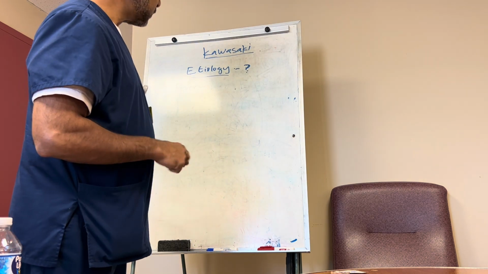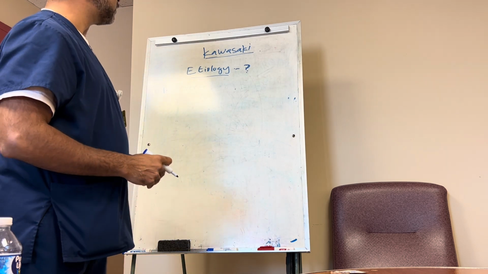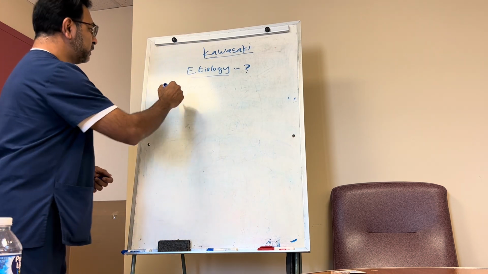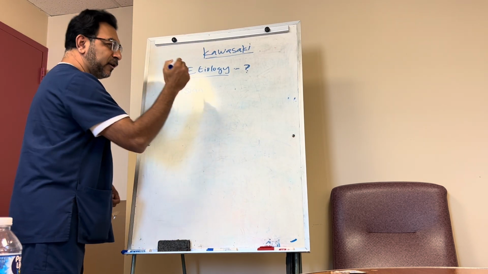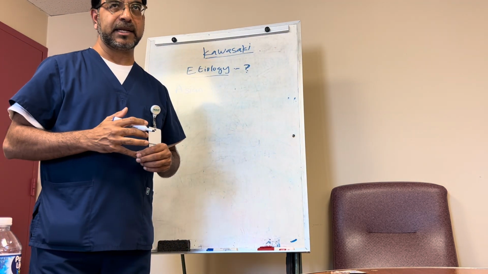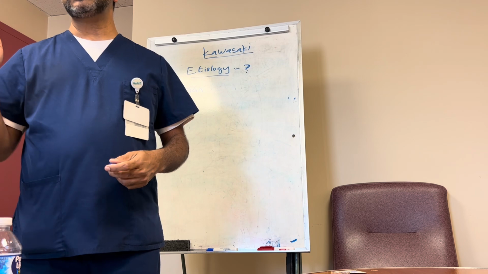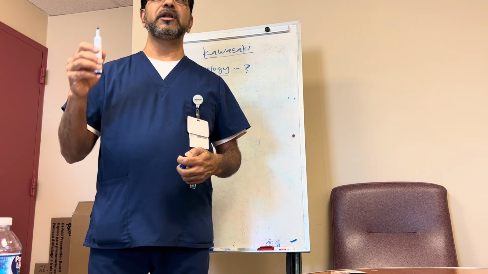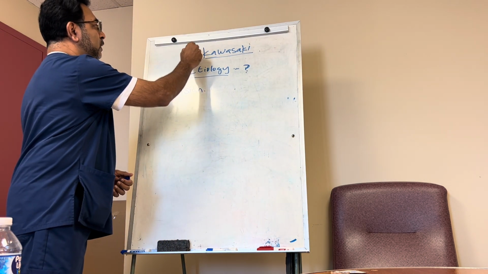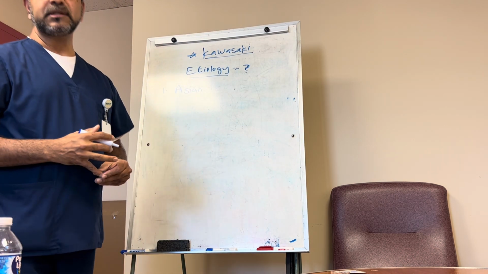Now, coming to a little bit of the demographics of Kawasaki. In which patient population is it more common? Asians, right? It's more common among Asians. Even in the United States, it's very common among people of Asian descent. And by the way, Kawasaki is one of the commonest causes of acquired heart disease among children in the United States. That's why it's very important to know Kawasaki. So it's more common among Asian descent.